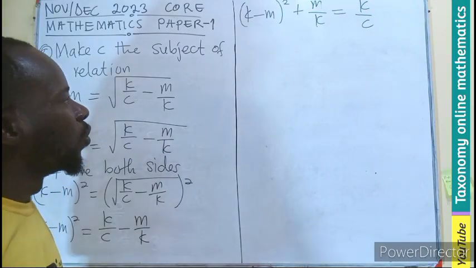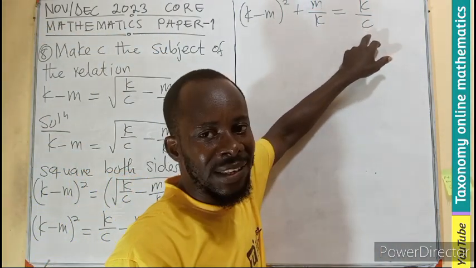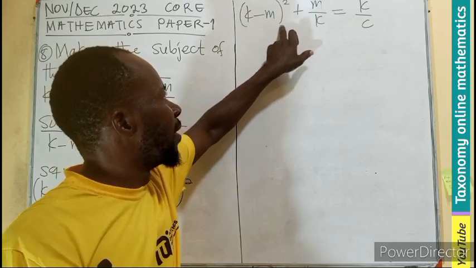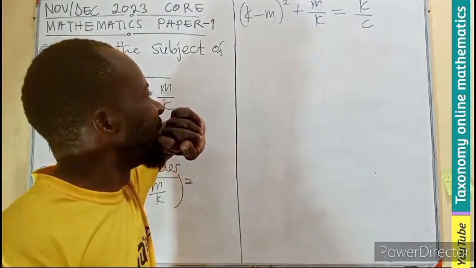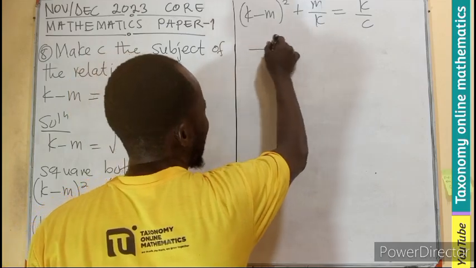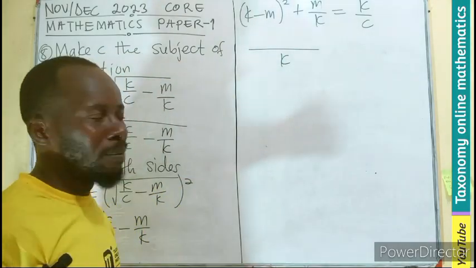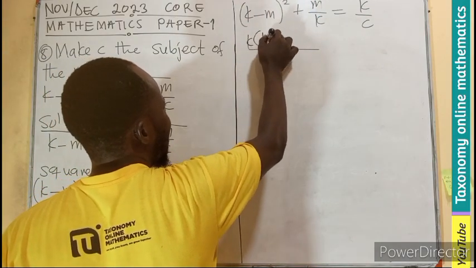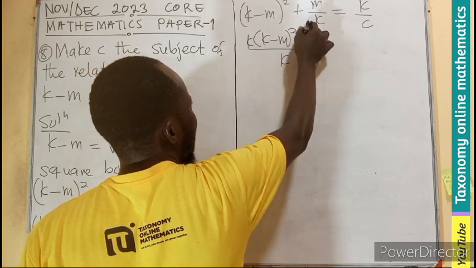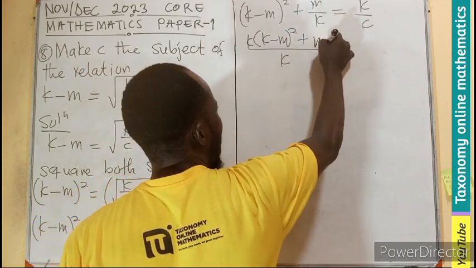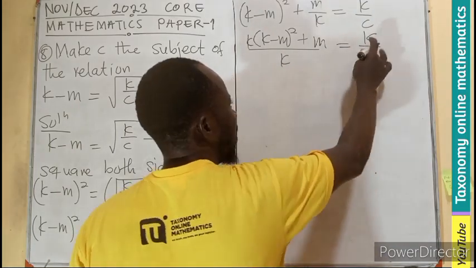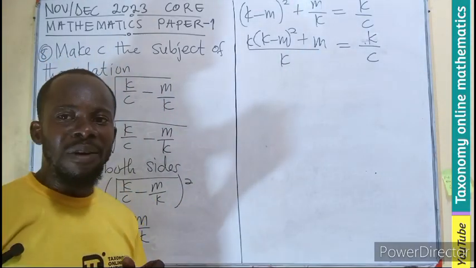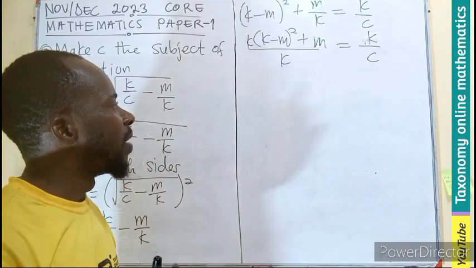So we are going to eliminate the C by multiplying through, or let's first make this a single fraction, right? If it's a single fraction, we can have K as the LCM. When K goes into that, it will be K times this. I'll have K times K minus M all squared plus K times M equals K over C. Let me write my K well so that it won't look like C. Alright, so now we are having a fraction on both sides. We can cross multiply, right?